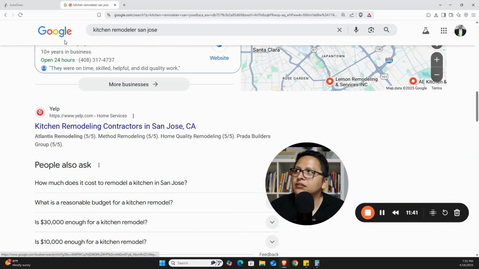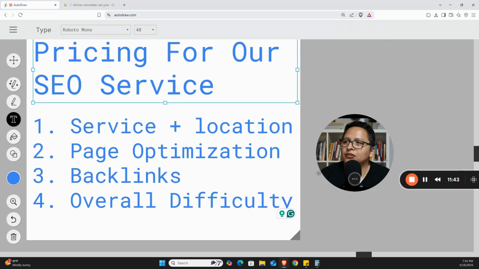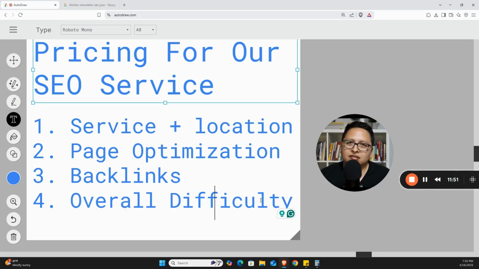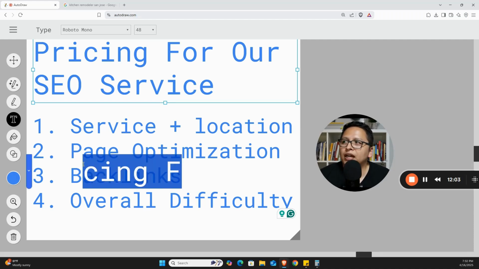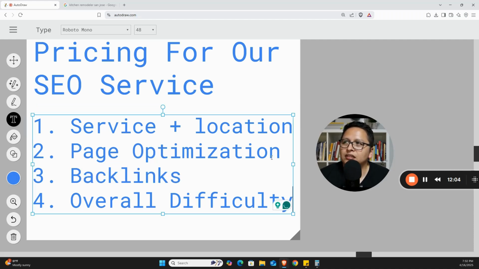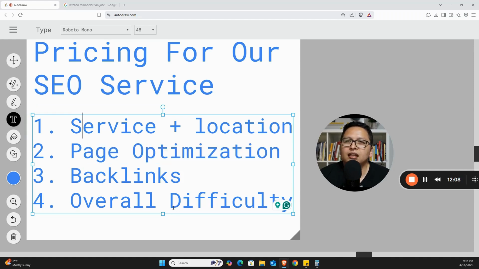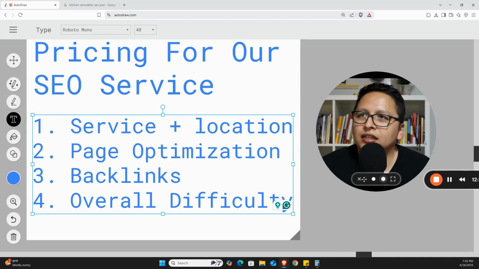But yeah, that's just something that we keep in mind. Overall difficulty, if it's a lawyer or a locksmith or a garage door, just by being in the industry, you kind of have an idea of what categories are pretty difficult. So even if our backlinks and page optimization tell us one thing, we know that that's going to be difficult. Also, it's a guesstimate.